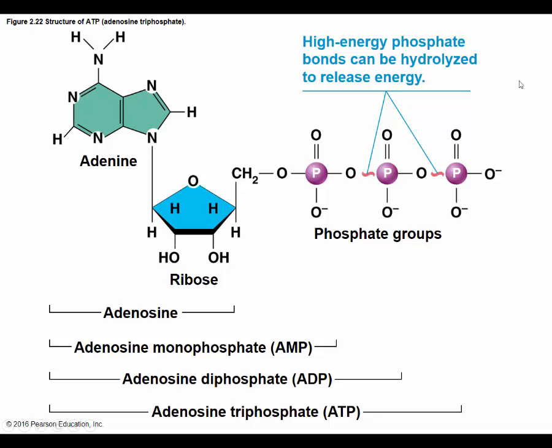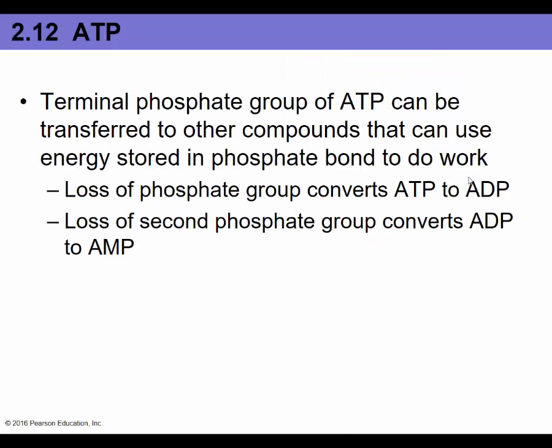So we take a phosphate from ATP and we add that phosphate with that special bond to another molecule. We call that phosphorylation. If I remove a phosphate from ATP, we call it dephosphorylation. So we can move energy back and forth. When we form ATP, we're storing energy. When we break ATP down, we're releasing energy.